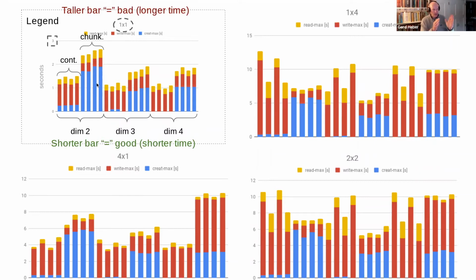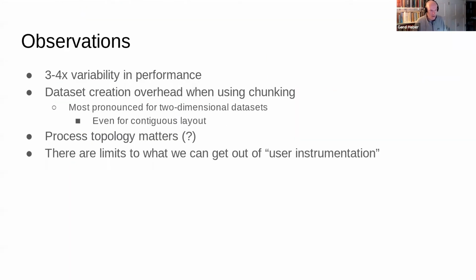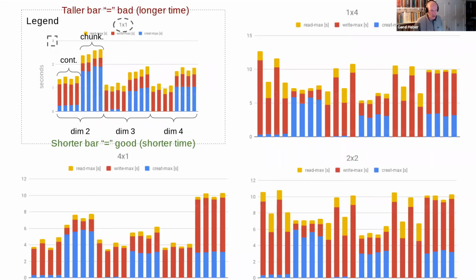So as I said, for each of these sub-blocks, the upper 4 bars correspond to chunked layout. That's where the creation overhead appears to be the most pronounced. And if you know a little bit about HDF5, that makes sense to a degree. But then on the other hand, do we really have to live with that, or is there something we can do about it? Process topology appears to matter, although since these are just timings, I wouldn't read too much into that. But just the fact that the range is different for different topologies, and the variability is also different.